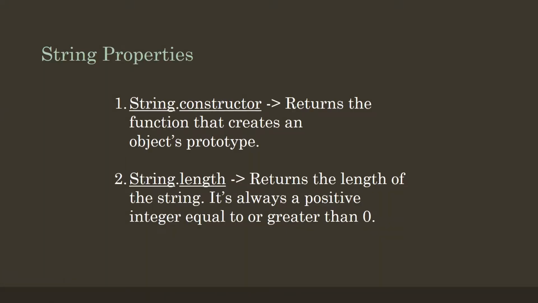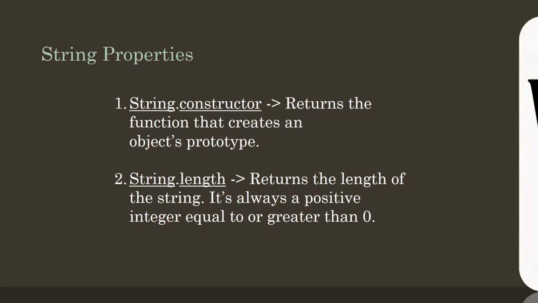Now string has methods as well as properties. So there are two properties of string that we are going to discuss today. The first one is string.constructor. This property returns the function that creates an object's prototype, in this case, the string's prototype. Secondly, string.length. This returns the length of the string. And since length has to be positive, it's always a positive integer equal to or greater than 0.